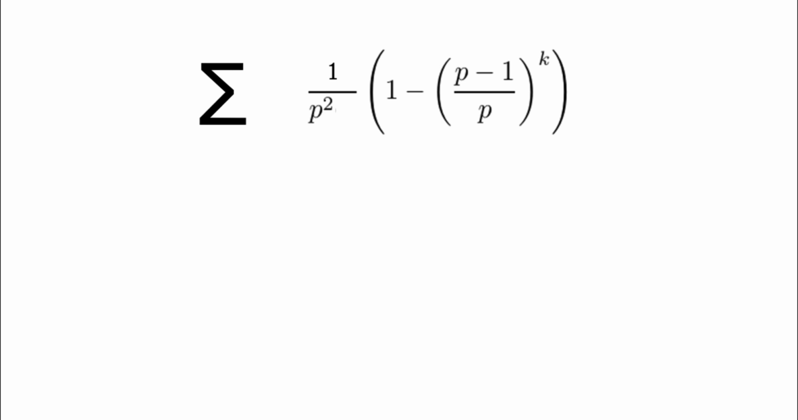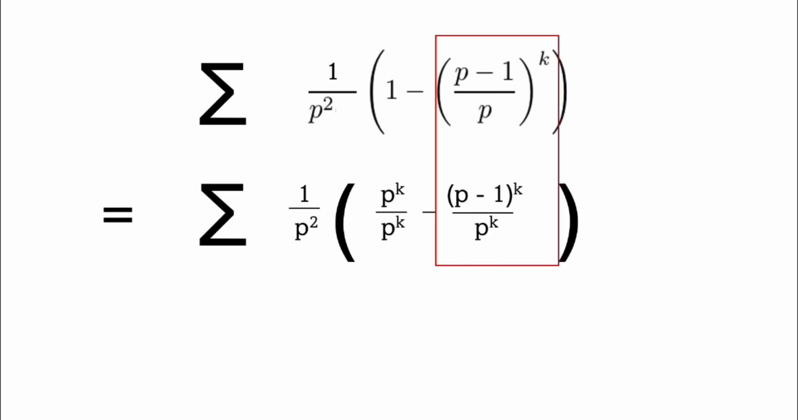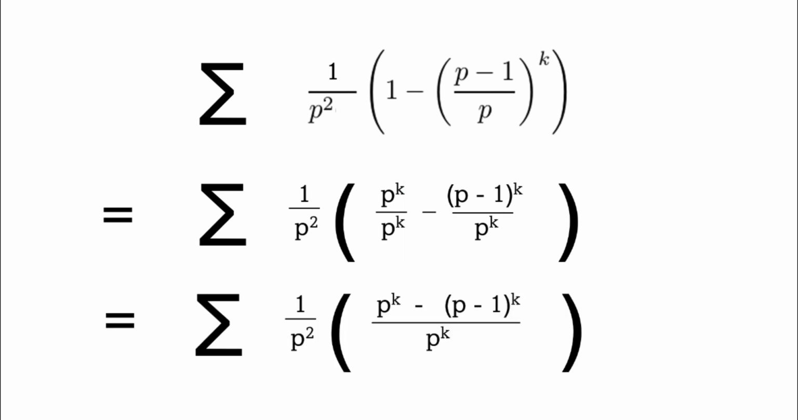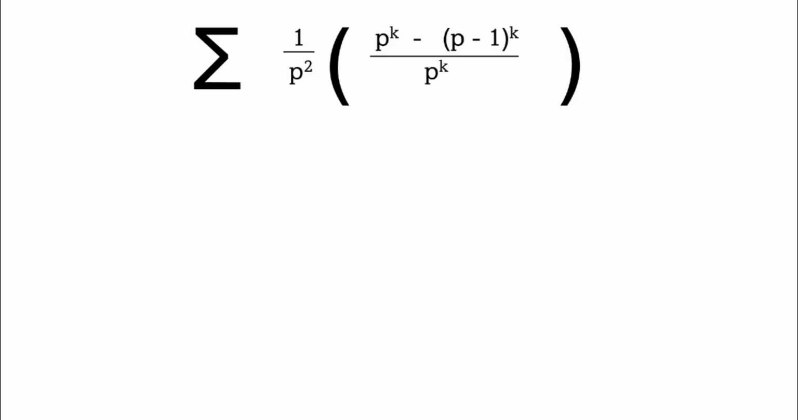So let's apply some algebra. We're going to do a little bit of rearranging here. We'll convert this part to two separate expressions, each raised to the k power. We're allowed to do that. And we can replace that 1 with p^k over p^k. And now we combine inside the parentheses, and we get a fraction, right? We'll move that to the top to get a little more space to work with.